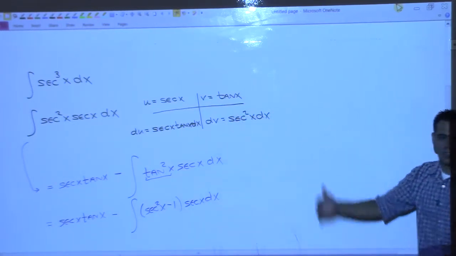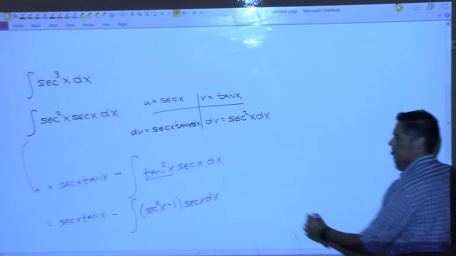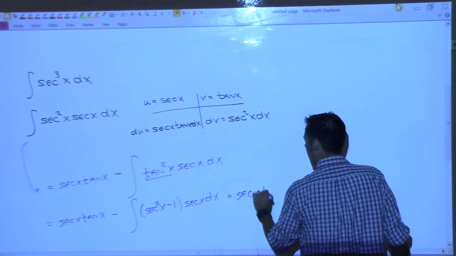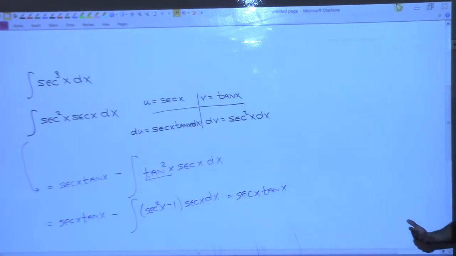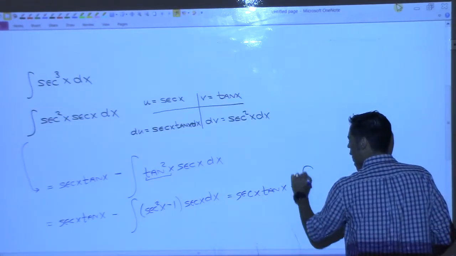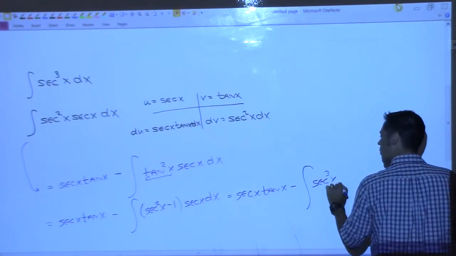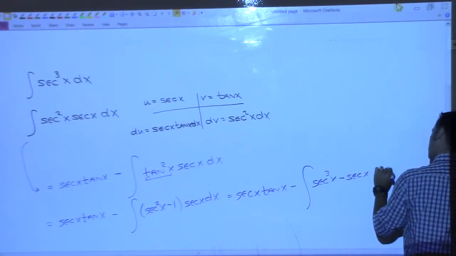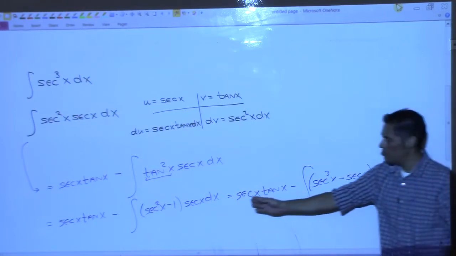But now we've got a bunch of secants in there. I mean, it almost seems like we're just going in a loop here. U substitution at this point. What's your u? Secant. What's the derivative of secant? Right, you're missing the tangent, that's what I'm saying. But it's okay, let's keep going. I'm going to rewrite this. Isn't this secant cubed x minus secant x dx? Isn't that what that is? Just distribute the secant through, right here, secant.